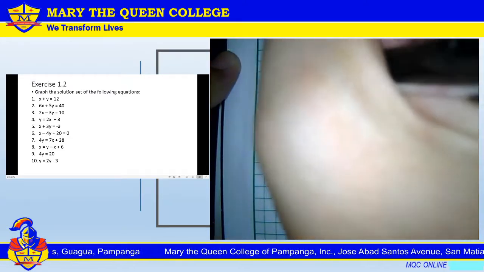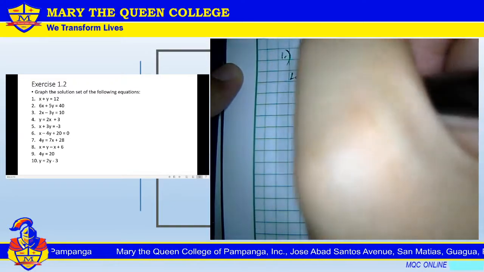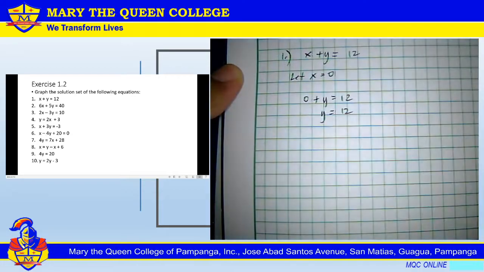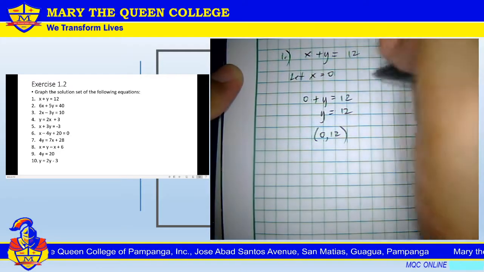So let x be equal to 0. So we have 0 plus y is equals to 12. So our y-intercept is equal to positive 12. Then our ordered pair is 0, positive 12.